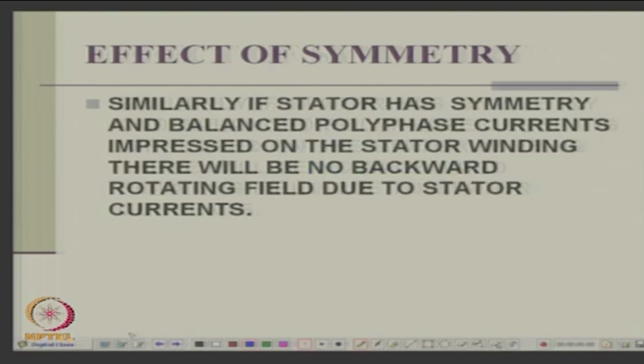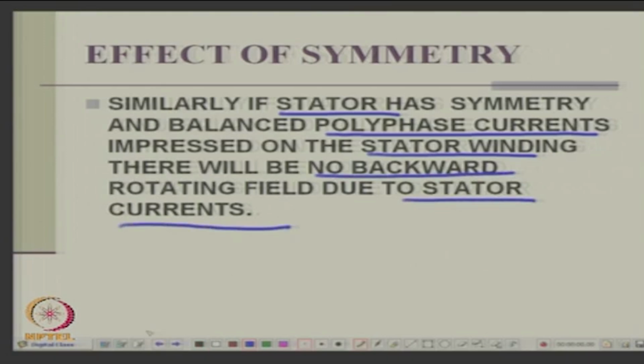Right. Now, lastly I will close with this. Supposing your stator is symmetrical and the rotor is asymmetrical. The stator is symmetrical and balanced, so it will give rise to only a forward field. But the rotor is asymmetrical, so it will give rise to unbalanced rotor currents, which will give rise to forward and backward fields. There will be no backward field due to stator currents. Stator is symmetrical, only forward field, but the rotor is asymmetrical, it will give rise to forward and backward fields.